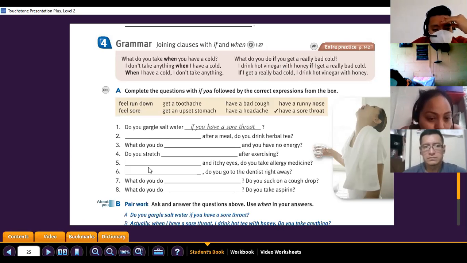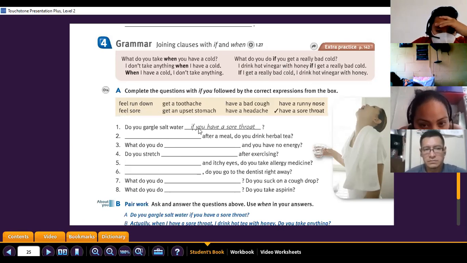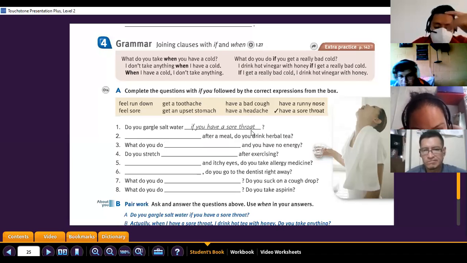Now let's see. You need to complete the questions with if followed by the correct expressions from the box. For example, number one: do you gargle salt water? And then, if you have a sore throat, do you gargle salt water if you have a sore throat?